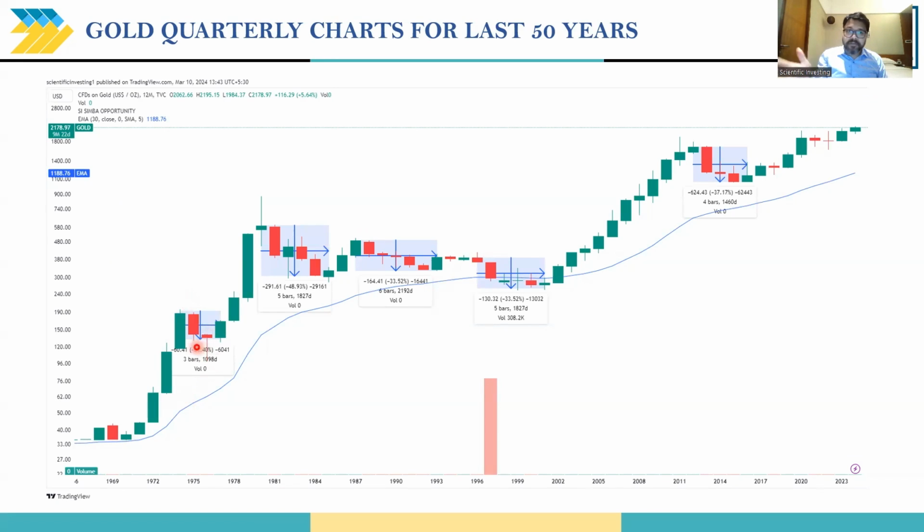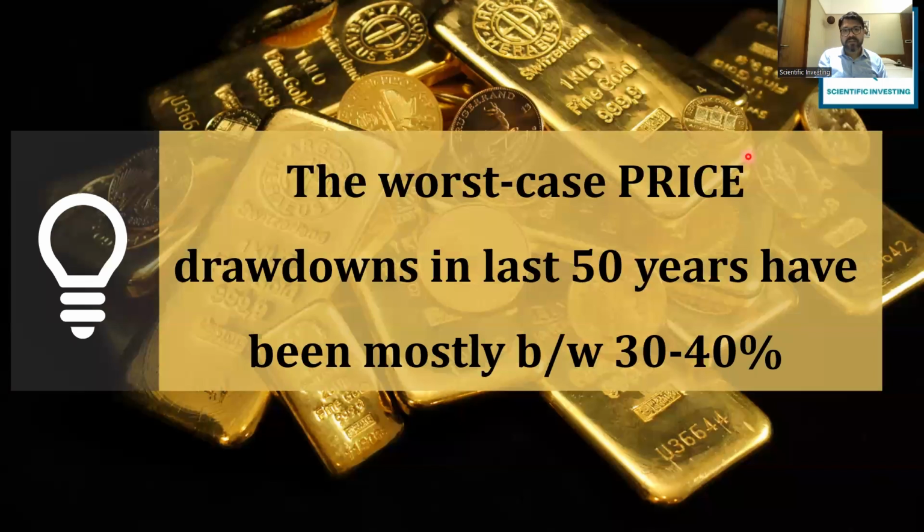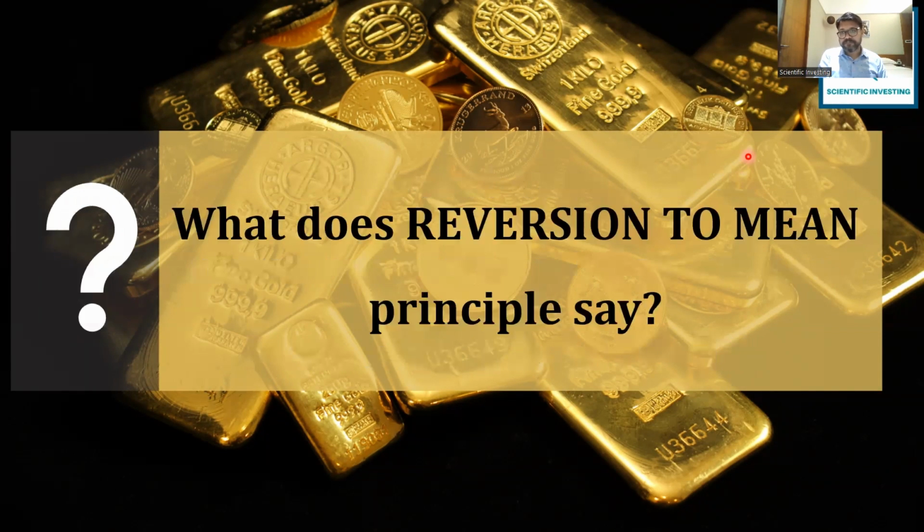If you look again from the 1970s at the major drawdowns, this was almost a 30% drawdown. This was almost a 48% drawdown between 1982 and 85, 84. And then again from 87, another 33% drawdown. Again from 96 to 99, another 33% drawdown. And then you had this huge bull market. And after 11, this was another 37% drawdown. So in gold, when the cycle of gold peaks or is in the correction phase, a 30% kind of drawdown is totally possible. So the worst case price drawdown has been around 30 to 40%.